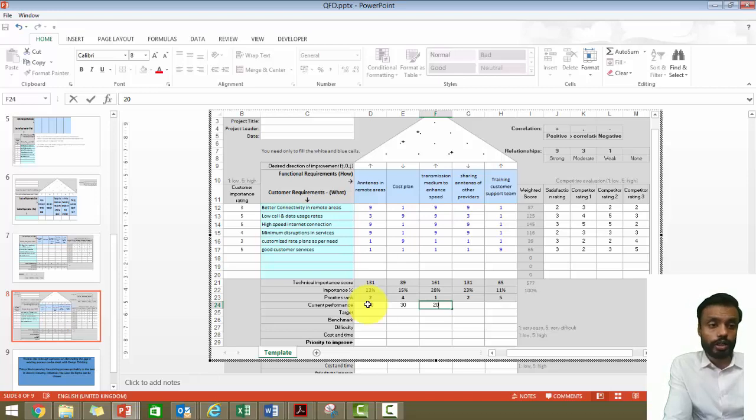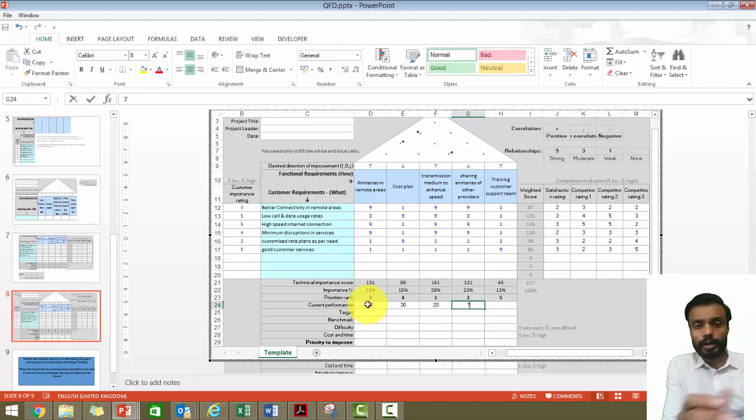Training customer support team. Now, what could be the target? So I can talk about it in terms of the index or in terms of percentage. My customer team should be performing at 80%. You can have your current performance over here. Similarly, you can put the target. Let's say you want to move to 80 antennas. The current performance for your cost plan should be 45. Cost plans should be there which would give low call and data usage rate to customers.